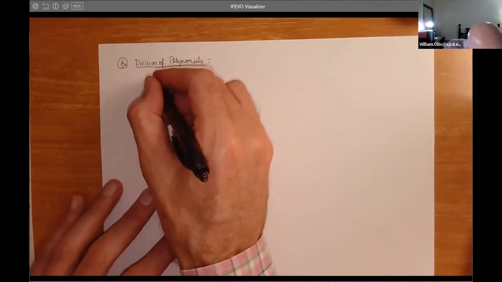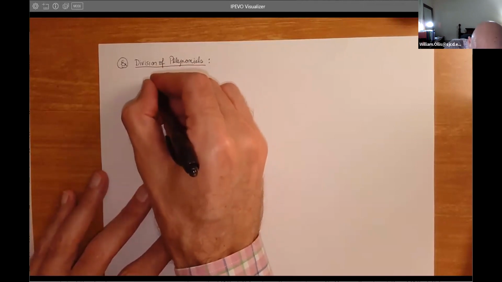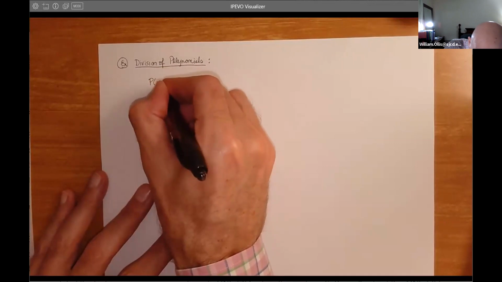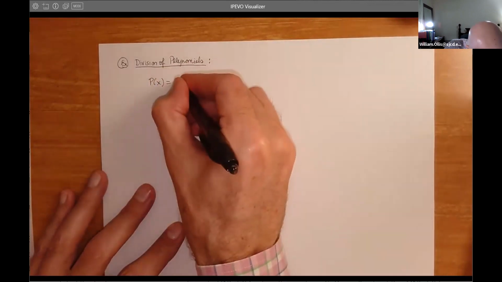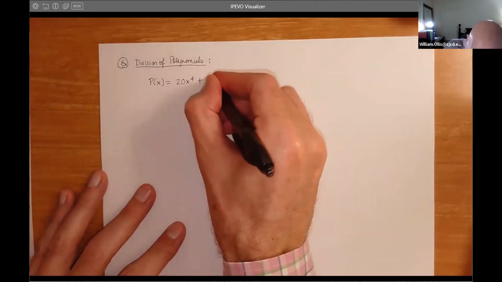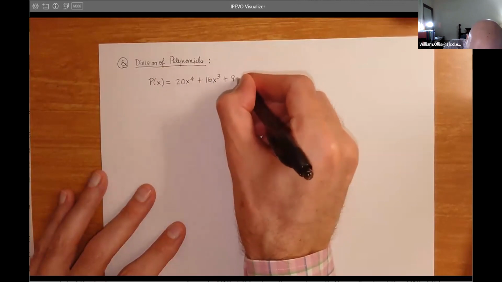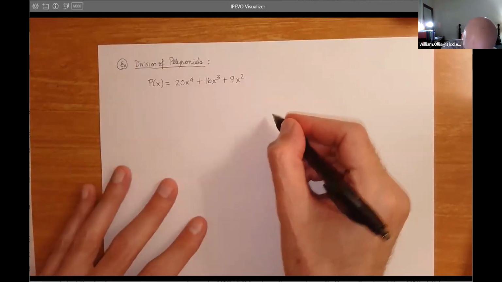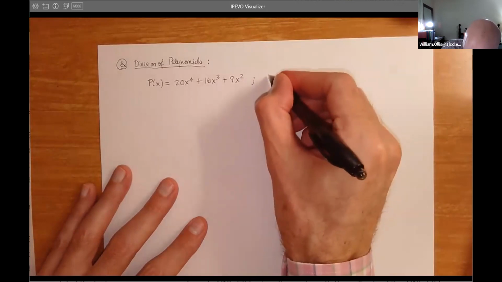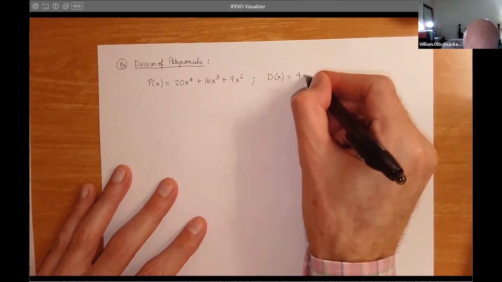So let's try this. Here we go. In this particular case, I'm going to write this like I did in lecture. P of x equals 20x to the fourth plus 16x cubed plus 9x squared. That's P. And then the divisor, this is what Dr. Stewart uses, the divisor D will be 4x squared plus 1.